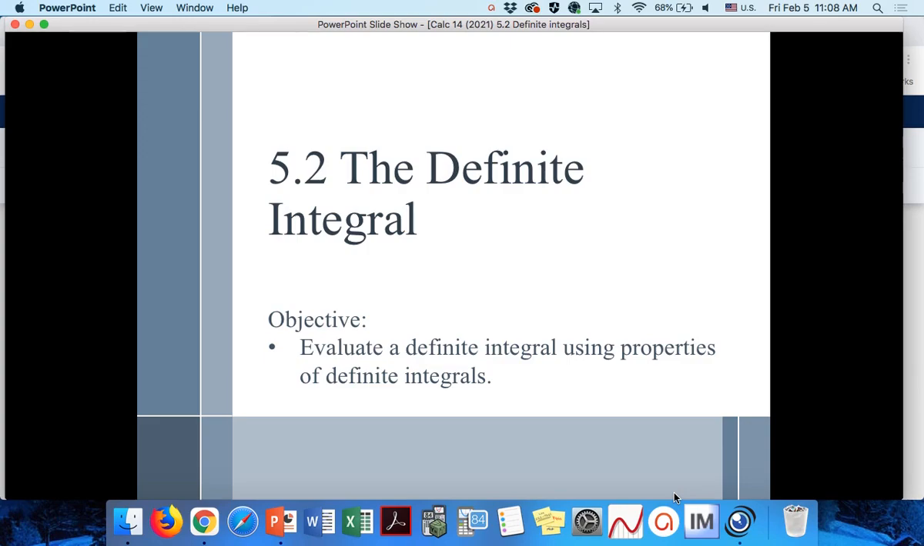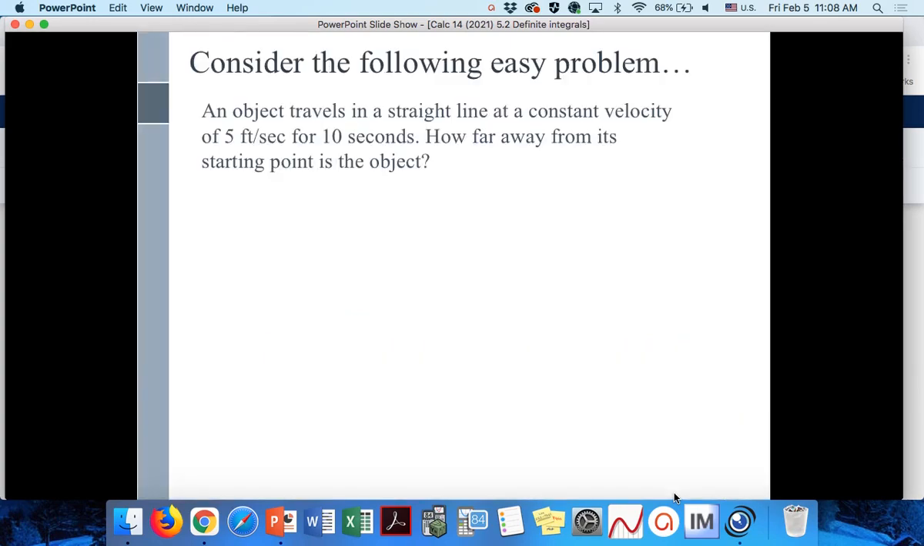This is 5.2, the definite integral. Let's consider this situation. This may sound familiar if you took or are taking physics. An object travels in a straight line at a constant velocity of 5 feet per second for 10 seconds. How far away from its starting point is the object? 50 what? Feet. 50 feet, yeah.